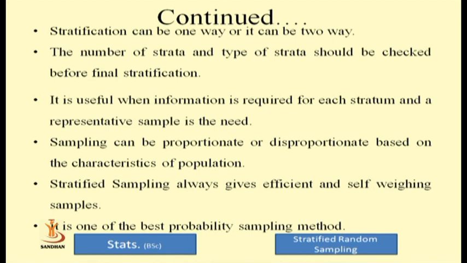Sampling can be proportionate or disproportionate, and you can always use the formulas and find the number of elements coming inside the sample. Stratified sampling always gives efficient samples, and it is one of the best probability sampling methods. So this was stratified sampling, and it is considered to be one of the best probability sampling methods. I hope the concepts that we have taken in the sample are clear by the end of the lesson. All the best, all of you, and thank you.